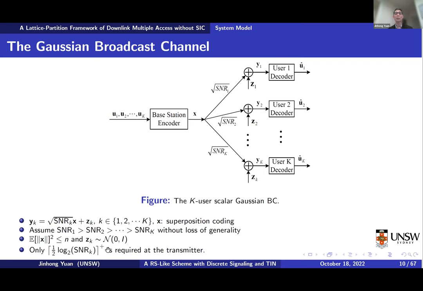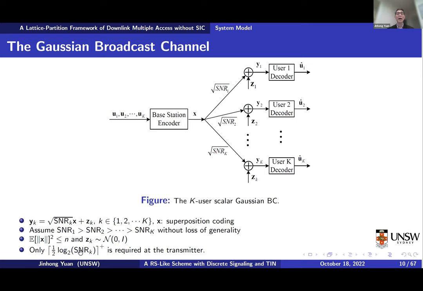We assume these K users have different signal-to-noise ratios. Without loss of generality, we assume user one is stronger than user two, stronger than user three, and stronger than user K. Assume each user's message is coded into a codebook in n-dimensional space, and that's why the average symbol energy of X is less than or equal to n. You have your symbol energy normalization.